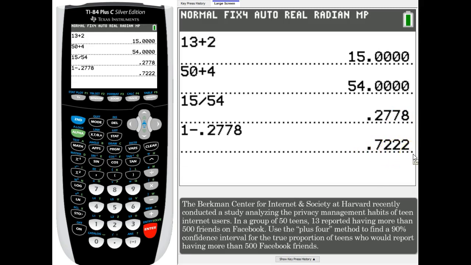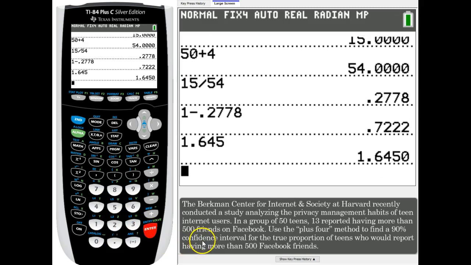Now what is our Z? If we want to build a 90% confidence interval, I'm going to use 1.645 as my Z-score. I have my Z. It's a common one, so it's one of those things that you just kind of memorize over time. I have my P prime. I have my Q prime. Now I'm ready to calculate my error.